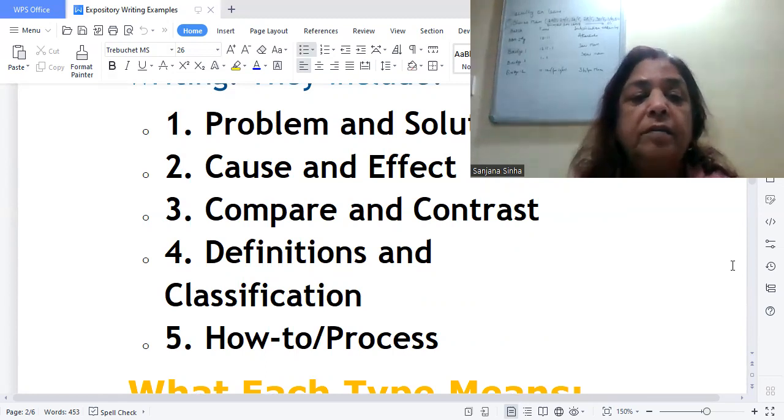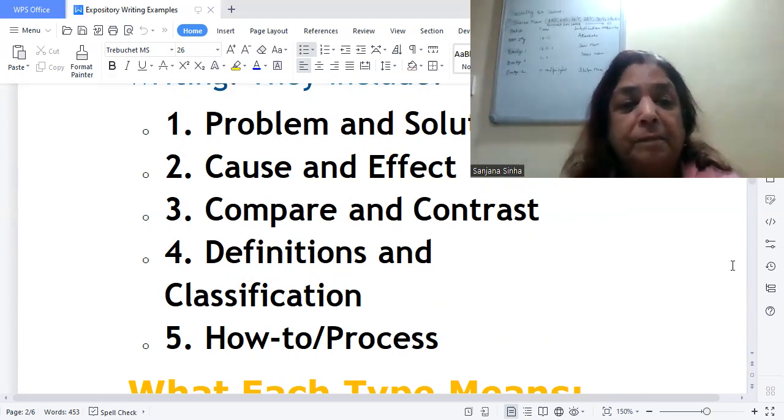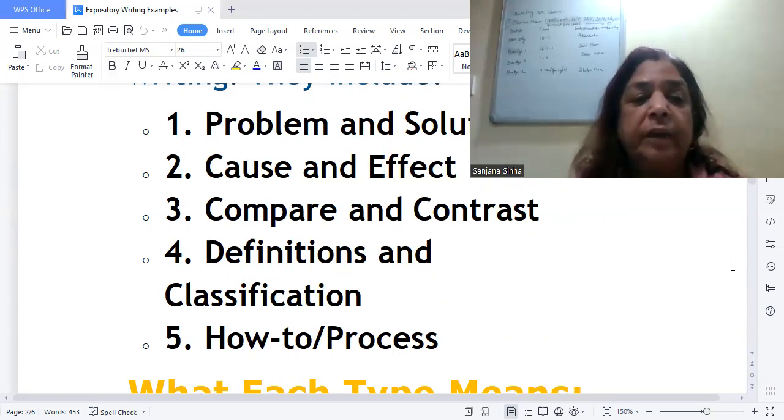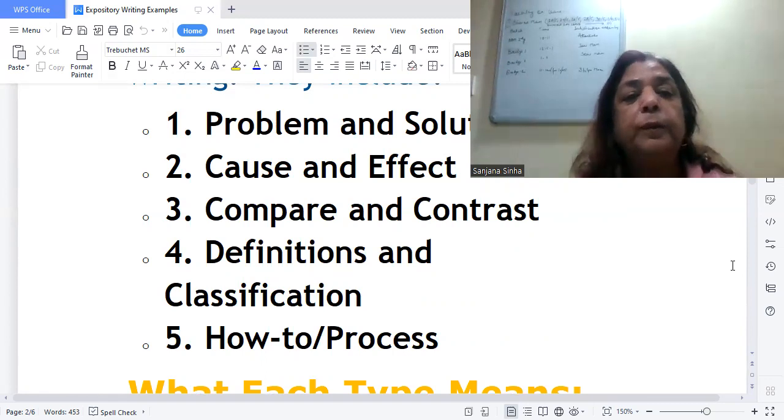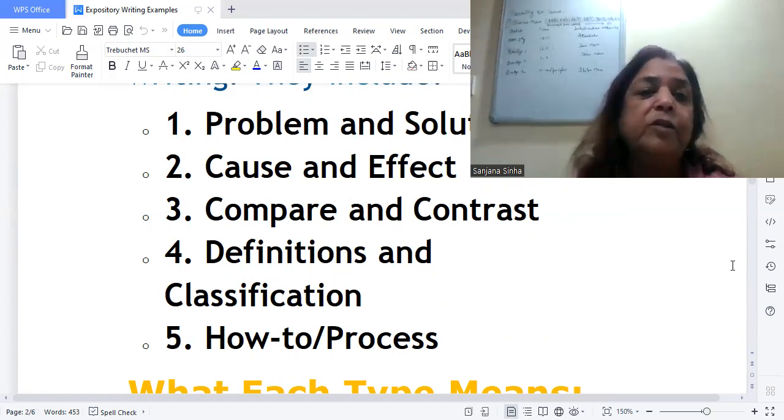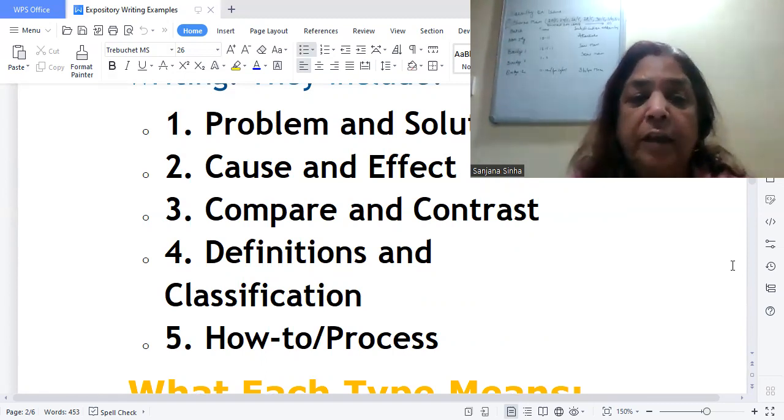Compare any two things, any two persons. Compare your mobile with your friend's. What are the features? Definition and classification, take any subject, define it. What is success to you? What does it mean to be happy? The definition of happiness and the classification.